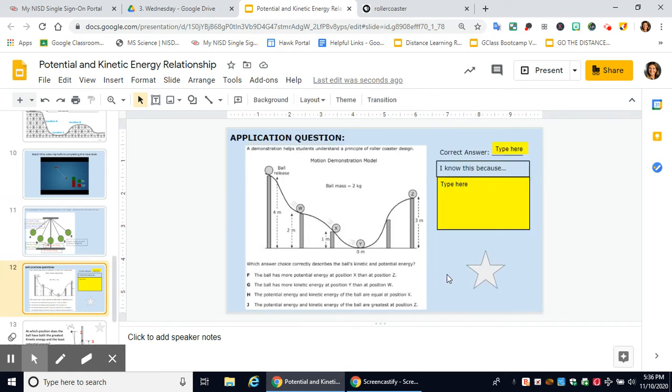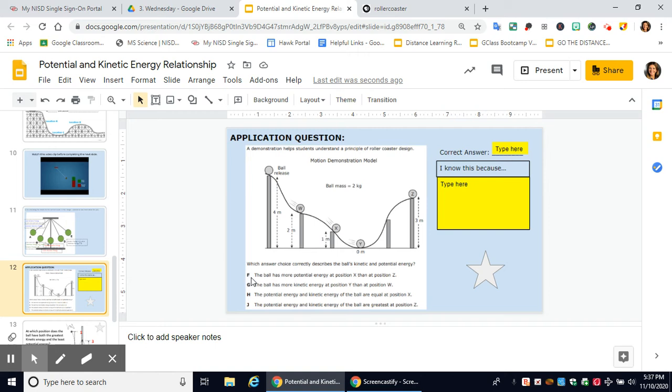Let's look at another STAR test question. It reads, a demonstration helps students understand the principle of a roller coaster design. Which answer choice correctly describes the ball's kinetic and potential energy? So we have W, X, Y, and Z. Which answer correctly describes the kinetic and potential energy?